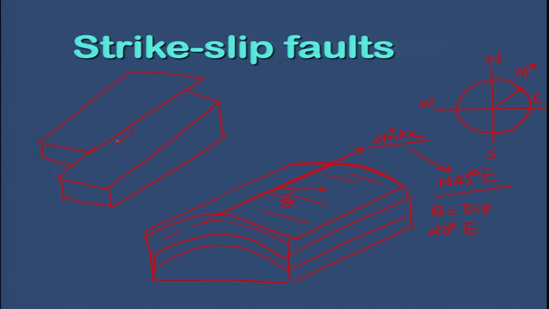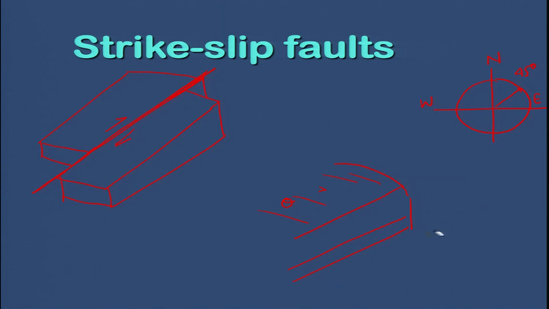Then this block has moved towards us, and this has moved away from us. So this will be termed as the movement has occurred along the strike, where two blocks are just passing along this fault line with respect to one another. This is termed as right lateral, and if it is in the opposite direction, then we term that as a left lateral strike slip. We will come to these examples in coming slides.